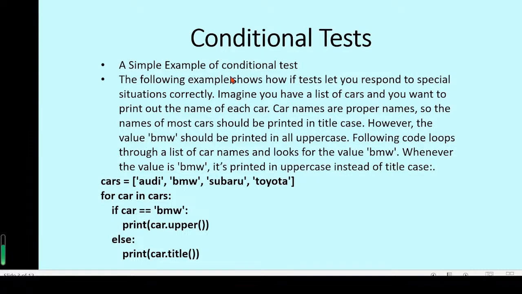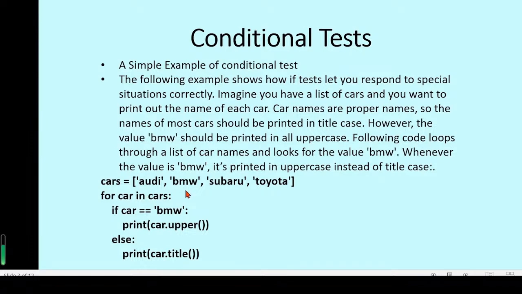A simple example of conditional tests. The following example shows how if tests let you respond to special situations correctly. Imagine you have a list of cars and you want to print out the name of each car. Car names are proper names, so the names of most cars should be printed in title case. However, the value BMW should be printed in all uppercase. The following code loops through a list of car names and looks for the value BMW. Whenever the value is BMW, it is printed in uppercase instead of title case.